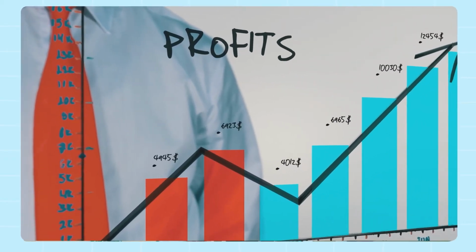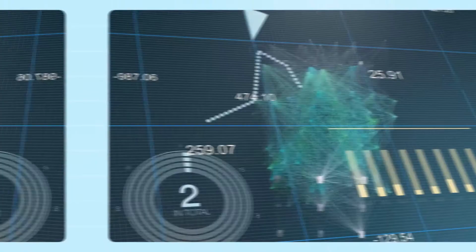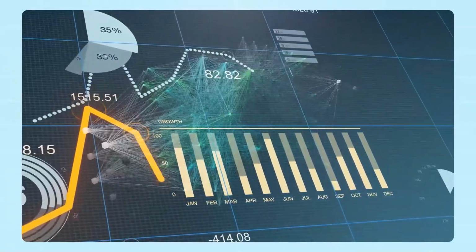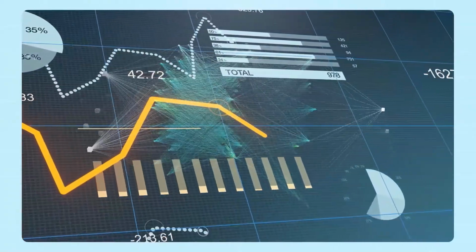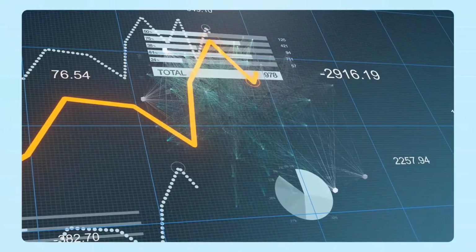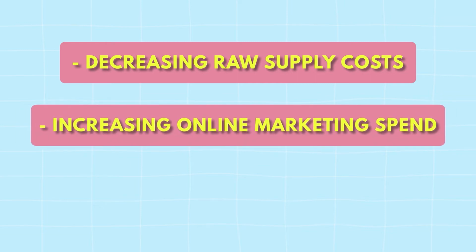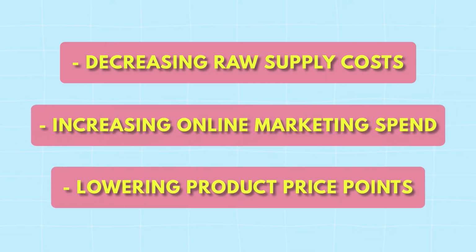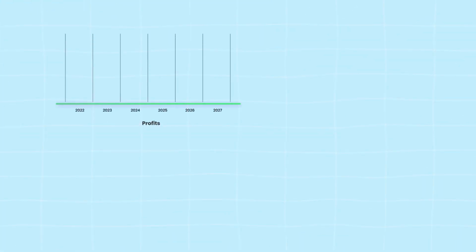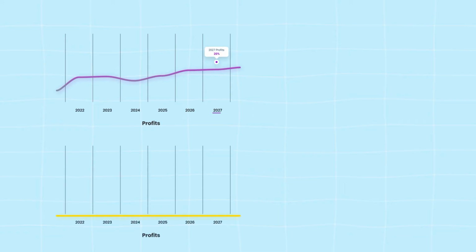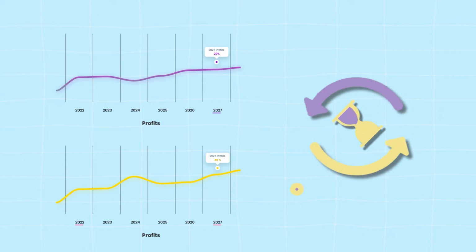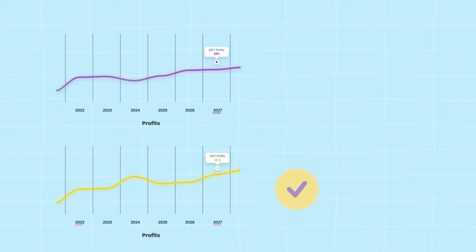If we were to pick the first example, which is to double your profits, the prescriptive tool would predict multiple scenarios, each comprised of varying strings of action variables. In one scenario, these variables could be decreasing raw supply costs, increasing online marketing spend, and lowering product price points. If the outcome of this scenario leads to a 20% increase in profits over 5 years, whereas the outcome of another scenario results in a 40% increase, prescriptive analytics would propose the latter course of action to the user.